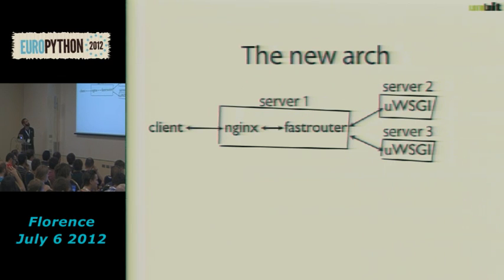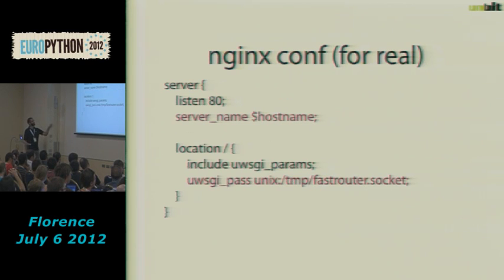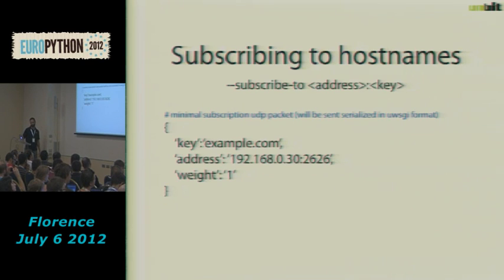This is our new architecture. We have a server in which nginx and the Fastrouter run, and we have the two or more uWSGI servers. This is our new nginx config. We simply pass all of the requests to the Fastrouter, and now we have our instances subscribing to it. You don't need to configure nginx anymore. Your app subscribes to it, and will start receiving requests.